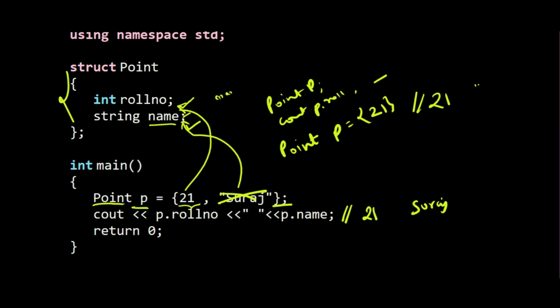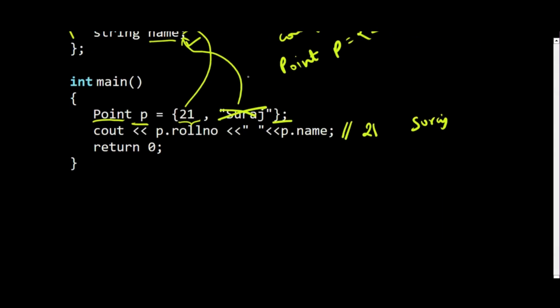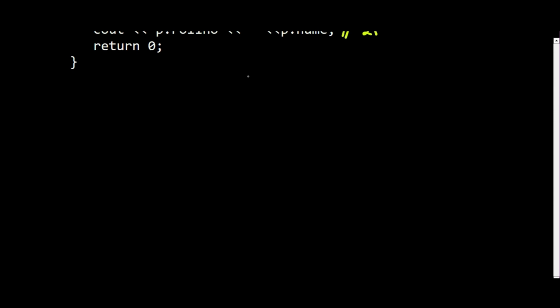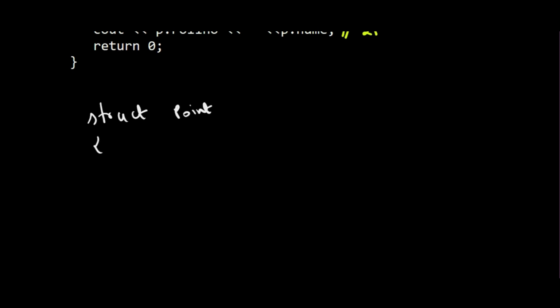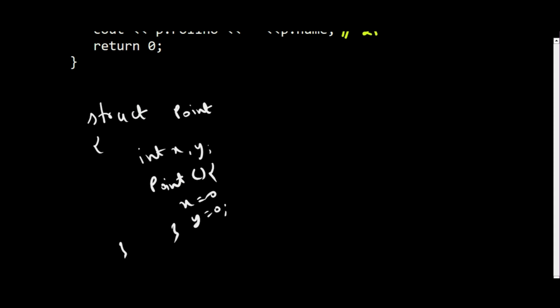So we see the structure is nothing but a simple way to define our own data types. And in a way, a structure is very similar to a class. The structure can also have a constructor. Suppose we are using struct point, and let's say we declare int x, y. Then we can also have a constructor over here which initializes x to 0 and y to 0. So whenever we create a point, these will be initialized.